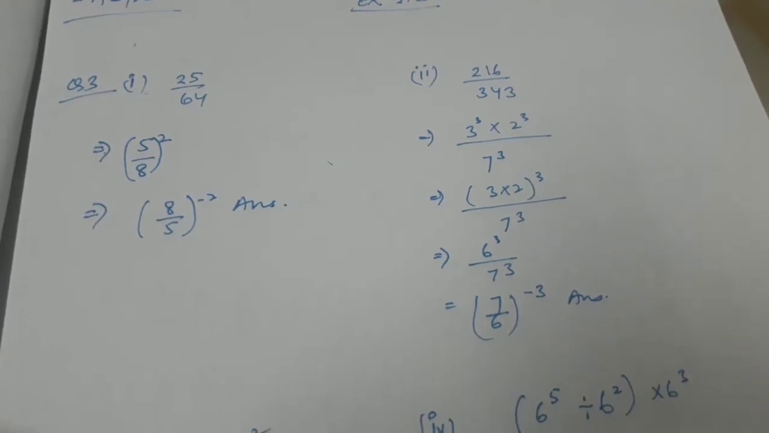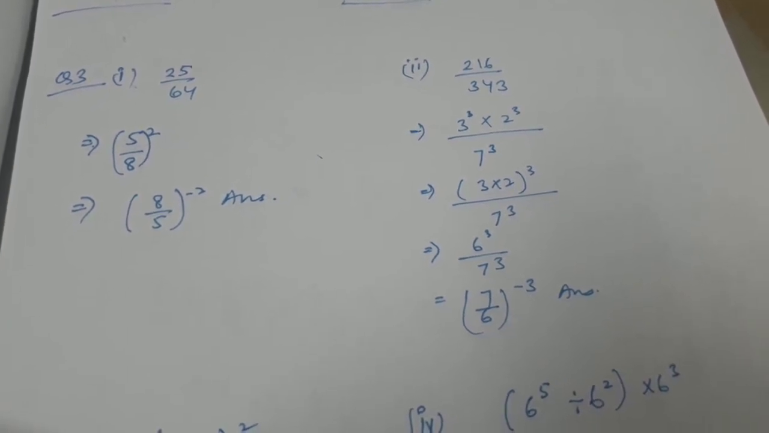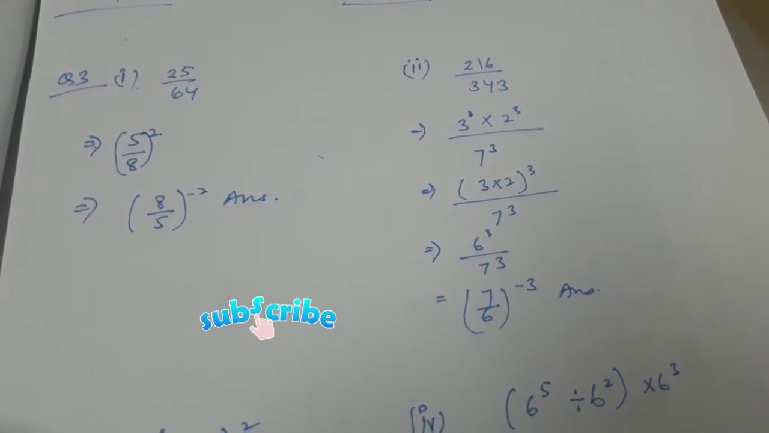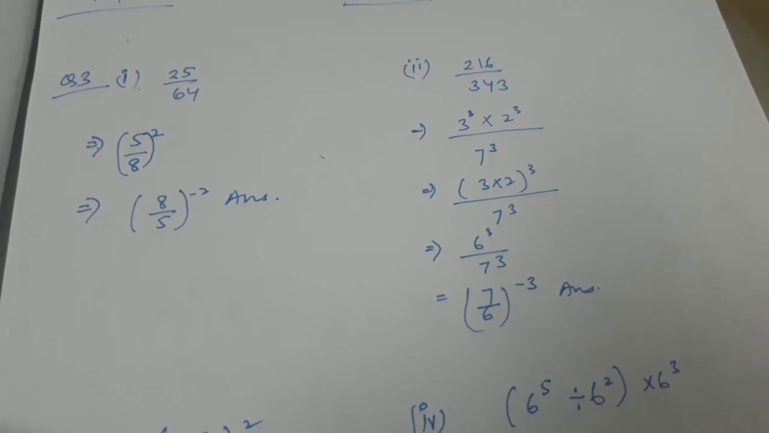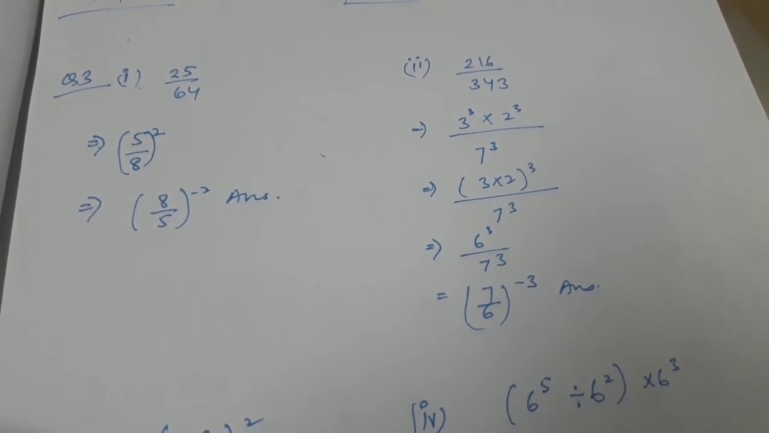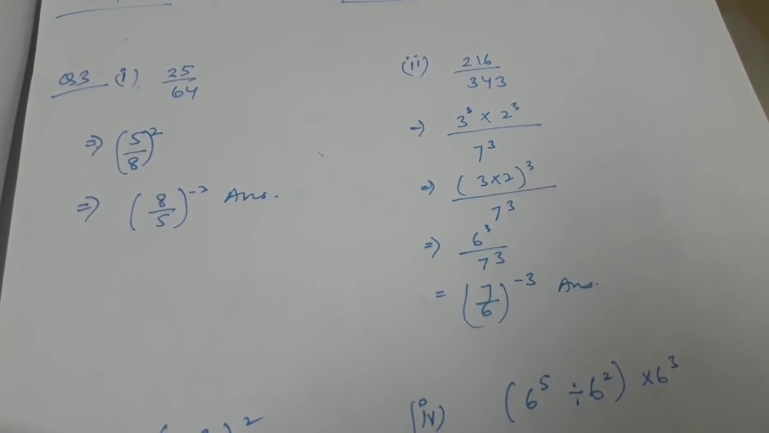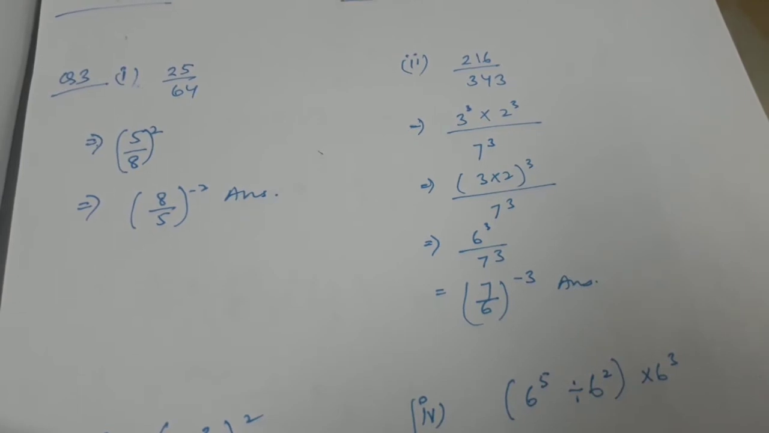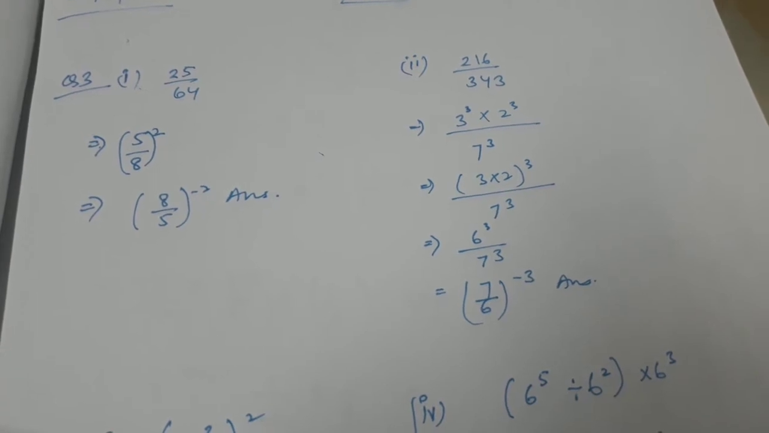In the first part of question number 3, we have to change 25 by 64 into power notation with negative power. So 25 by 64 can be written as 5 by 8 raised to the power 2. For bringing the negative sign into the power, we have to reciprocate 5 by 8 as 8 by 5. So our answer will be 8 by 5 raised to the power minus 2.